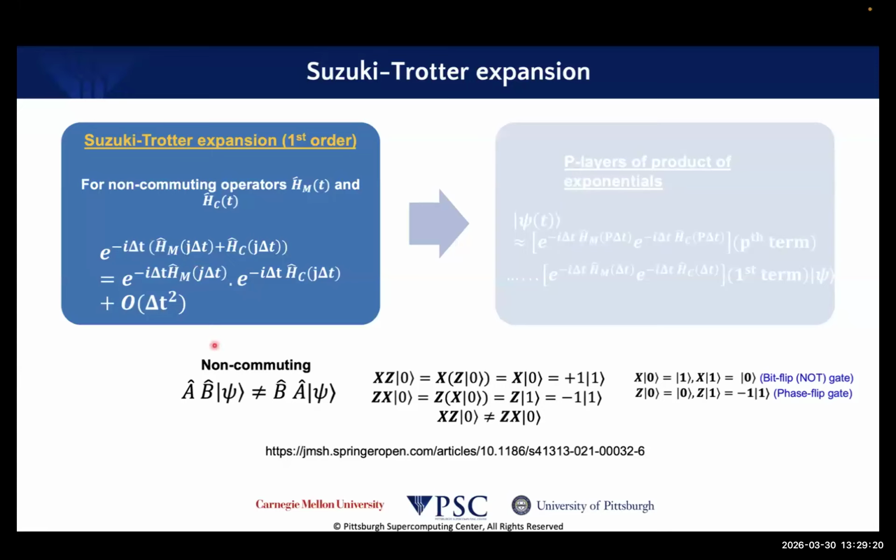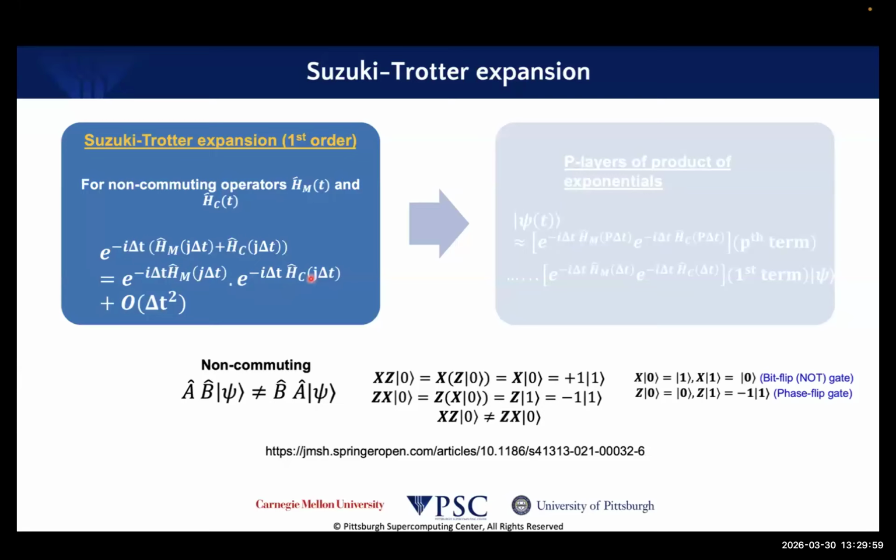Non-commuting operators mean that when we apply these two operators to a state, the ordering matters. For example, if we apply XZ to the zero state or ZX to the zero state, first the Z operator will act on this, and in that case we will get the positive eigenvalue. And if we reverse this operation, X will act on the state first, and in that case we will get the negative value. So with this we can say these X and Z operators are non-commuting operators.